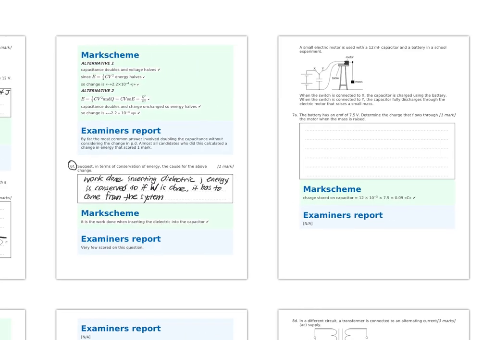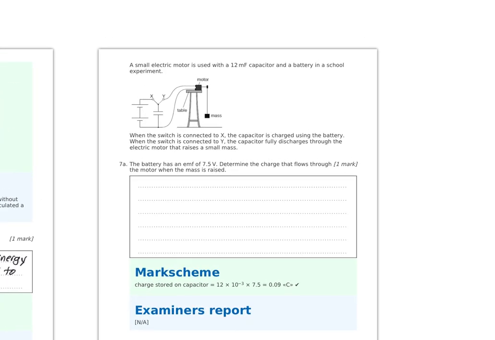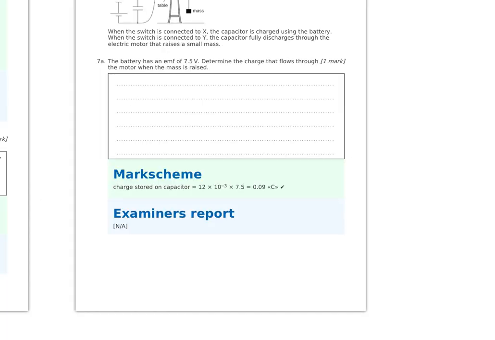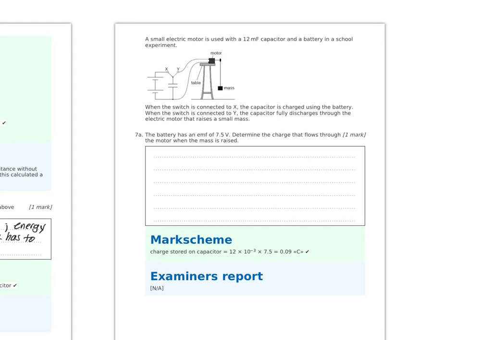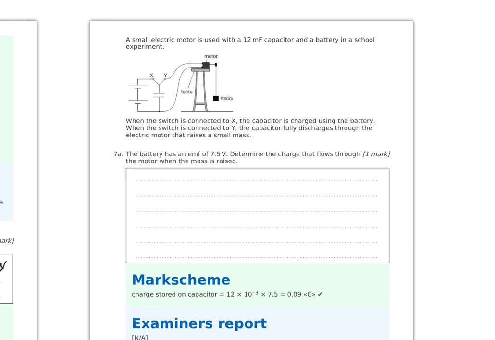And that's the end of 6. So let's take a look at 7. Okay, so we have a battery, we have a capacitor, and when you discharge the capacitor, it runs the motor, which lifts the mass. We have the EMF of the battery. It says, what's the charge that flows through the motor when the mass is raised? Well, the charge flowing through the motor is the charge that was in the capacitor. So really it's saying, what is the charge in the capacitor? And so we get 0.09 coulombs for the quantity of charge.